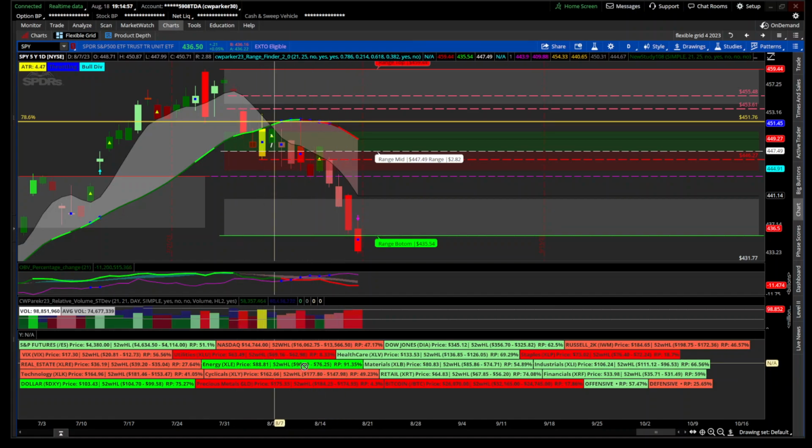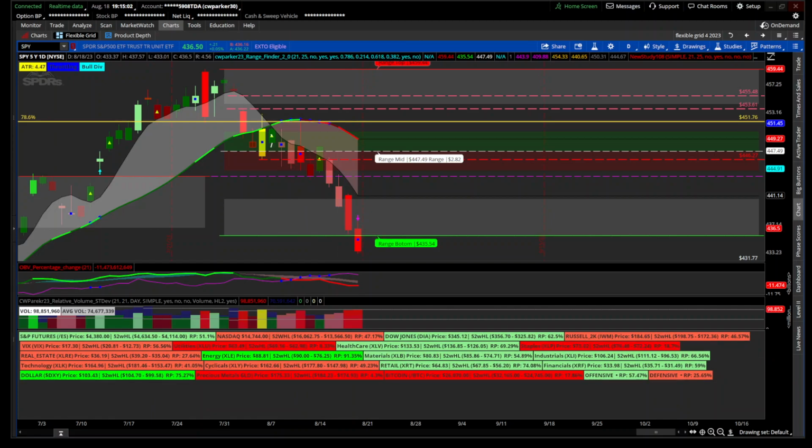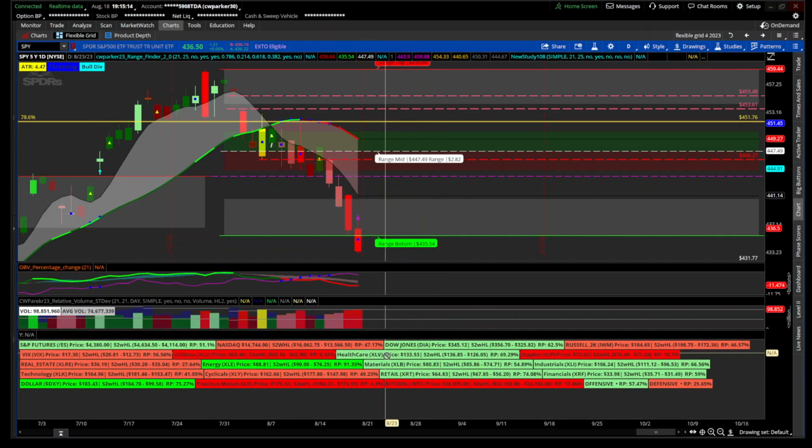Same situation here. So I'm wrong on that. It says 52 week high low. It should be 13 week high low. It's something I'm gonna have to go in there and change.